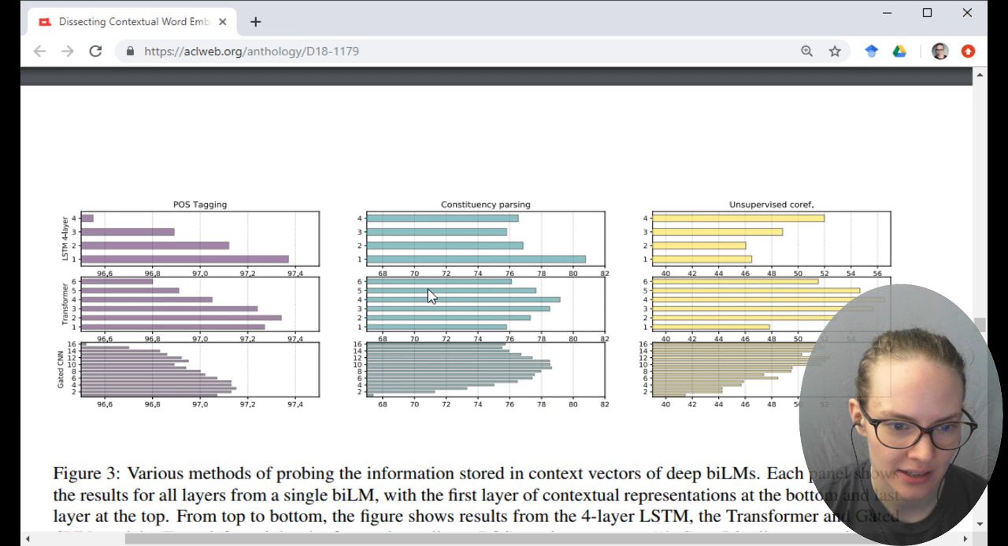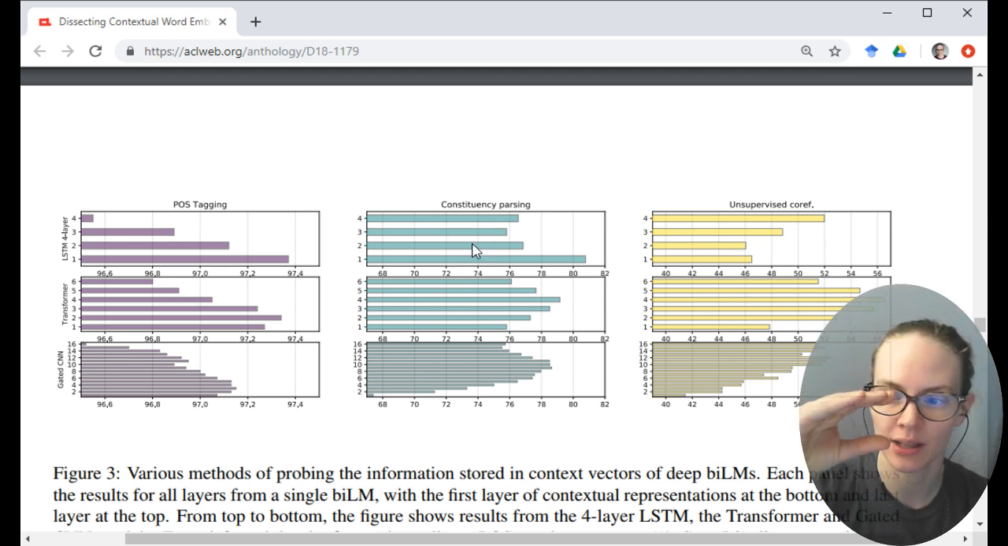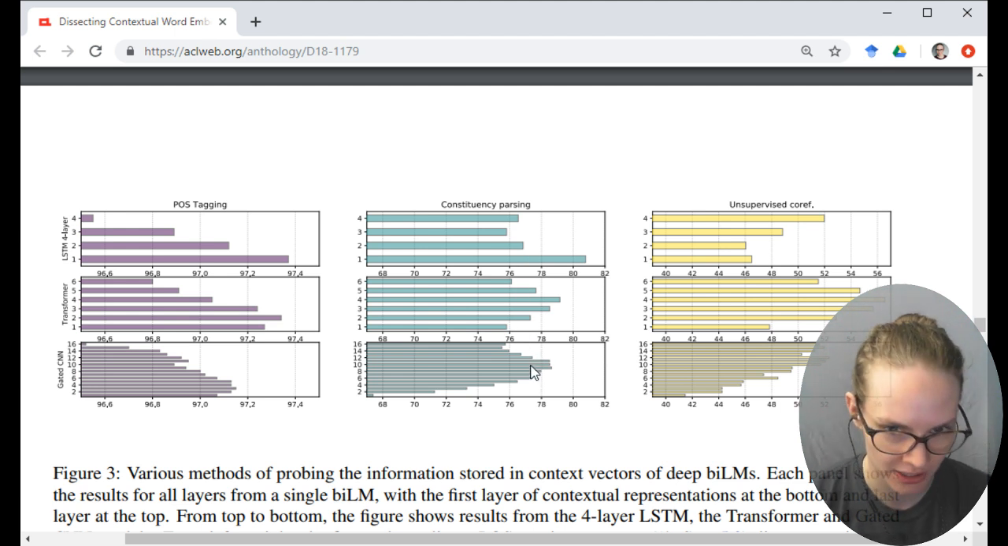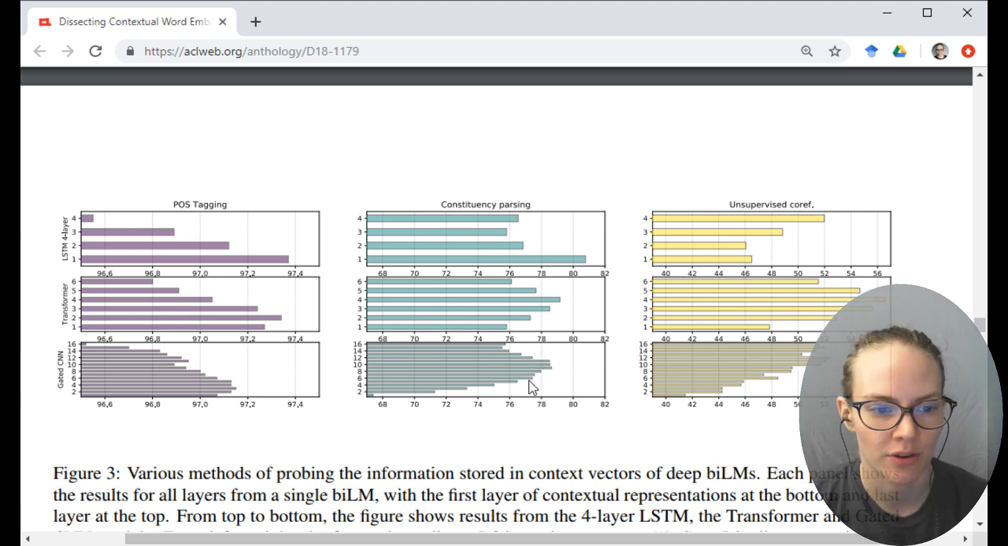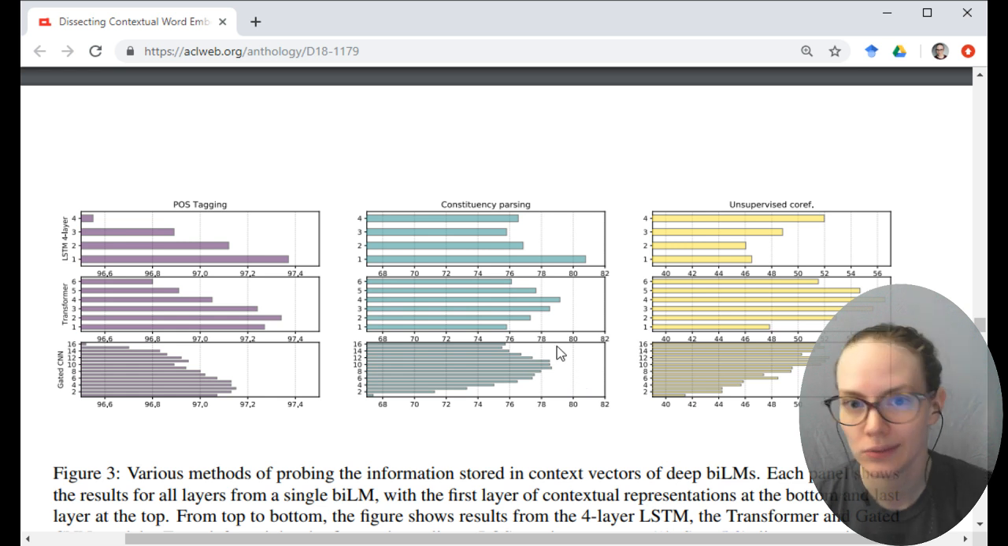as we look at layers with more models, we see that it tends to, with the exception of the LSTM with only 4 layers, be higher in the middle. So it looks like the middle layers are capturing more information about constituency parsing, which is looking at words that are close to your specific word. So I would say that that's local.